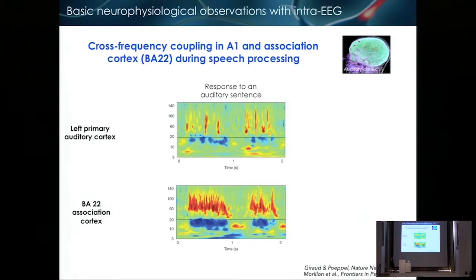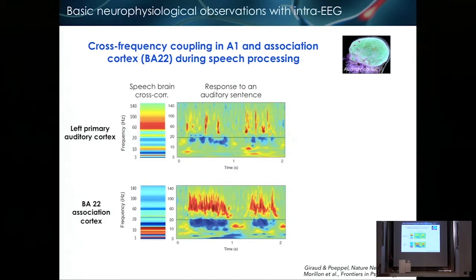Okay, so basic observations with intracortical EEG. This is what we get from the auditory cortex. So this guy has an electrode here. When the guy hears a sentence, you have a structured activity with a gamma and theta activity. If you go to a more associative region, then you see that the profile is completely different. And if you cross-correlate speech with this activity, you see that the cross-correlation is mostly in the theta and gamma frequencies for early auditory regions, whereas here, this gamma activity doesn't find a counterpart in the speech signal. So this is really an endogenous thing.